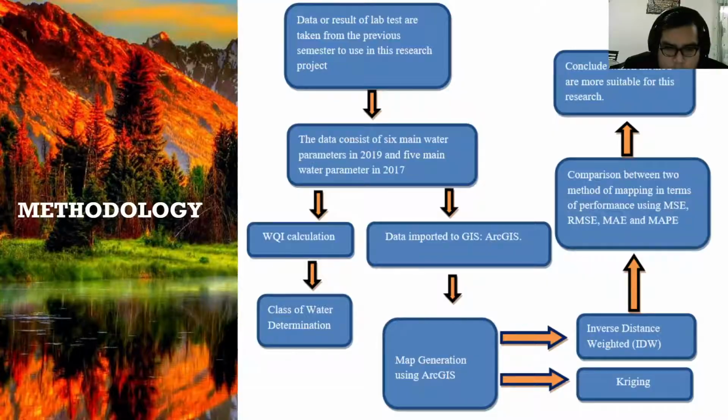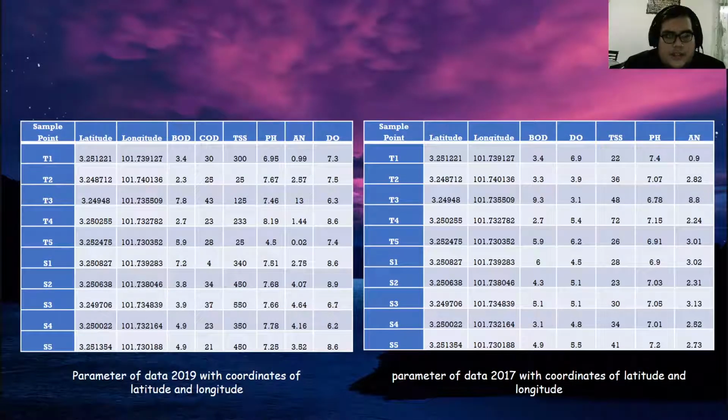Back to the flowchart. For the generated map in the flowchart, the method starts with both the data of 2017 and 2019 being stored in Excel first, with the coordinates of latitude and longitude of sample locations taken from Google Earth Pro. This is an example, where on the left is the data of 2019 with latitude and longitude coordinates from Google Earth Pro, and beside that is the parameter data of 2017 with the coordinates of the sample locations taken from Google Earth Pro.